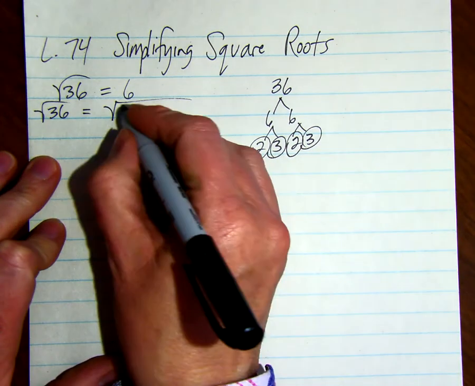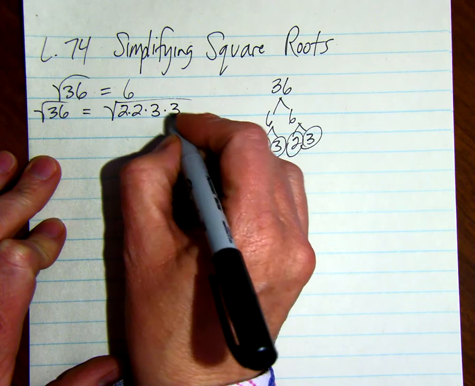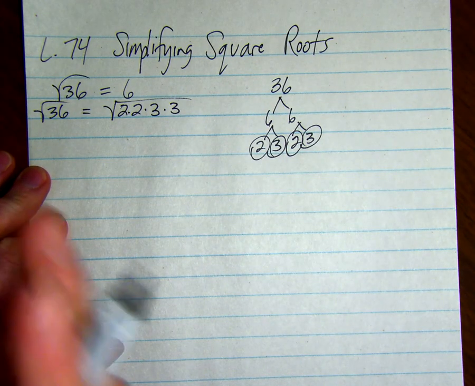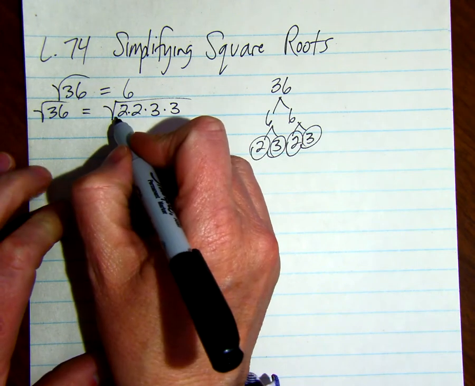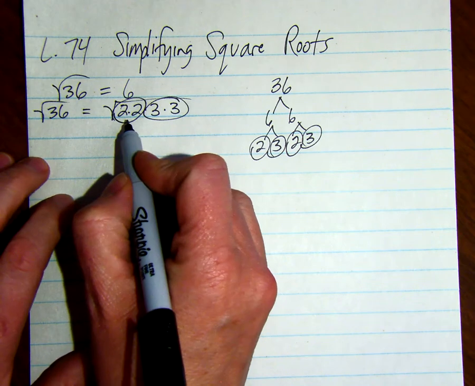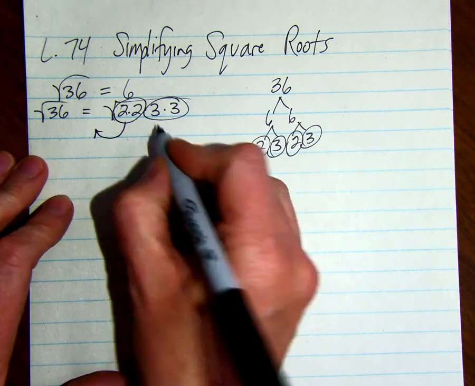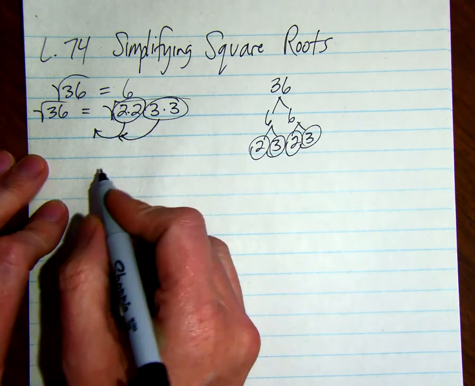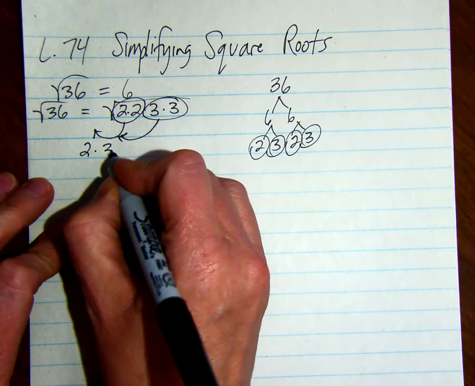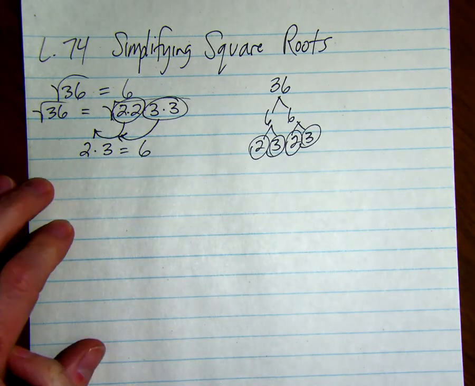So 36 is 2 times 2 times 3 times 3. Because it's a square root, you can take groups of 2. So the 2, there's a group of 2 2's that can come outside, and the 3 has a group of 2. So our answer, the square root of 36, is 2 times 3, or 6.